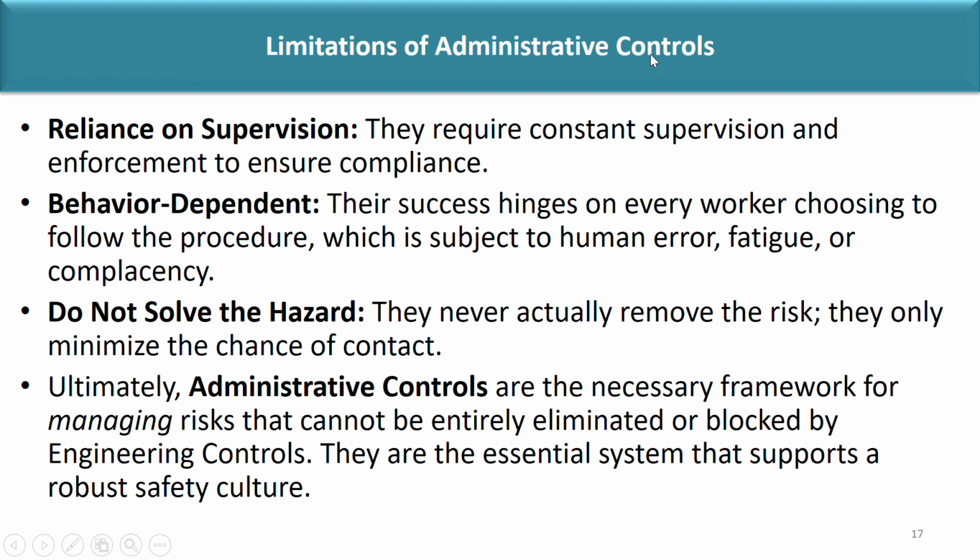Limitations of administrative control: it relies on supervision. They require constant supervision and enforcement to ensure compliance. Behavior dependent: their success depends on every worker choosing to follow the procedure, which is subject to human error, fatigue, or complacency. They do not solve the hazard. They never actually remove the risk. They only minimize the chance of contact. Ultimately, administrative controls are the necessary framework for managing risk that cannot be entirely eliminated or blocked by engineering controls. They are the essential system that supports a robust safety culture.